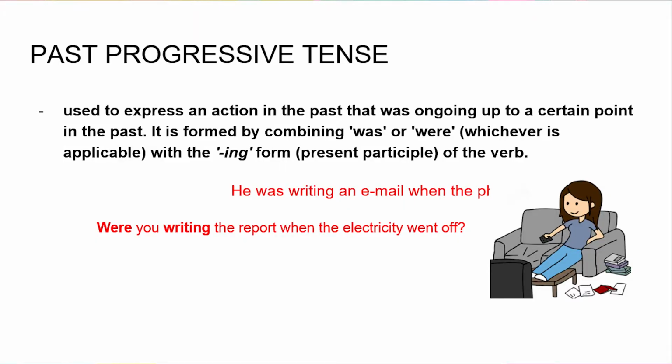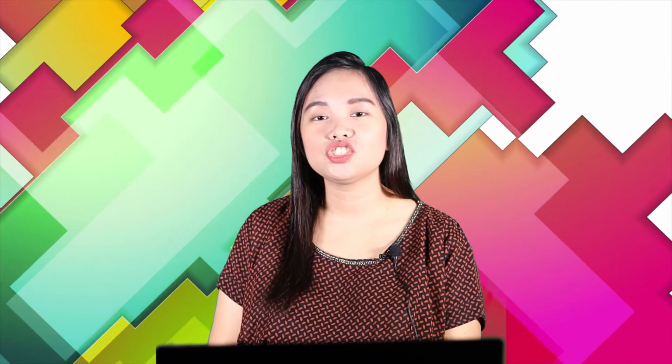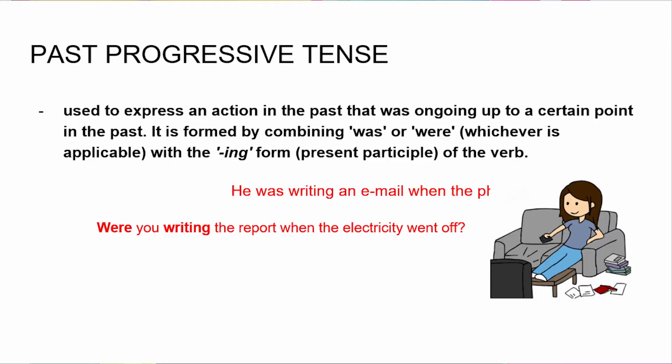So, it is formed by combining was or were, whichever is applicable, meaning if we use the word was, automatic, your subject, your noun, or anything that you talk about in the sentence should be singular. And if we talk about were, automatic, that is plural. So, it is whichever is applicable. Plus, the -ing form, the present participle of the verb. Take note of that, it's not in the past, but it's the present participle of the verb.